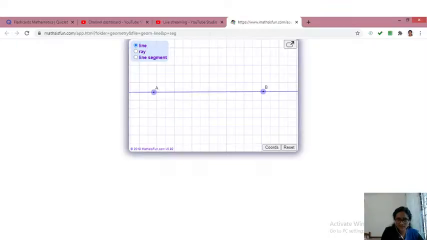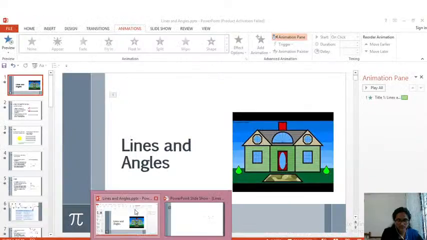You can see this is straight. There are no curves, no bends, and it has no thickness. So you can go on and on in both the directions in a line. What about a ray? So in a ray you can move in one direction. The other end is fixed. See, A is fixed. Then what about a line segment? So in a line segment, there are two endpoints and both are fixed. So I hope you understood what all this is. Now let's move back.